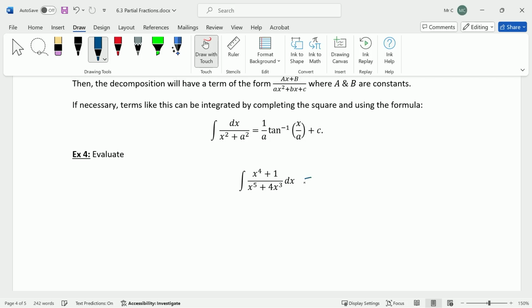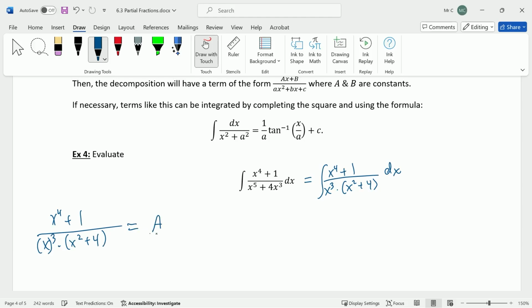So first thing, of course, I'm going to do is factor this. The integral of x to the 4th plus 1 over x cubed times x squared plus 4 dx. And so when I look at this expression, x to the 4th plus 1 over x cubed times x squared plus 4, I have to think that this x cubed is really the linear expression x repeated 3 times.